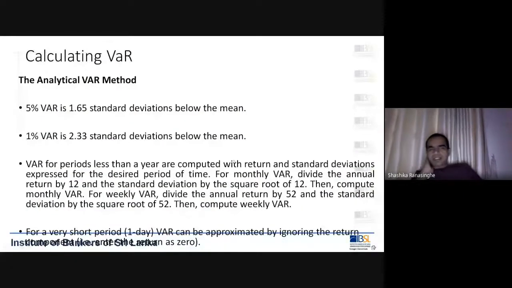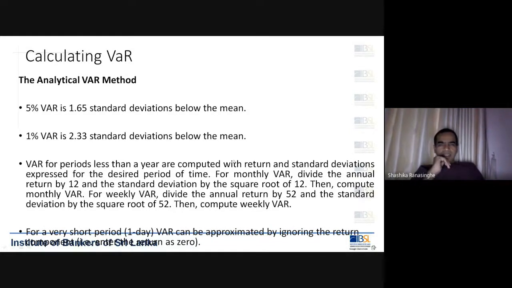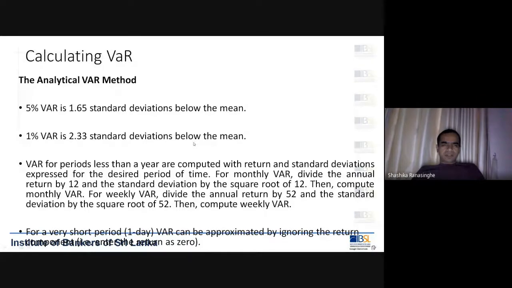Value at risk for periods less than 1 year is computed with the return and standard deviation expressed for the desired period of time. For monthly VAR, divide the annual return by 12 and the standard deviation by the square root of 12. Then compute monthly VAR. For weekly VAR, divide by 52 and the standard deviation by the square root of 52. Likewise, if the period is very short, you can ignore Z.